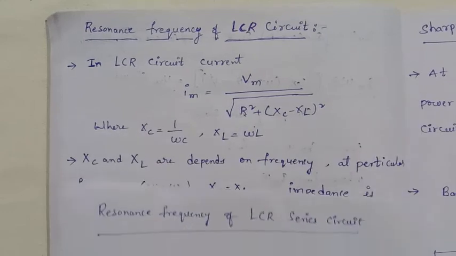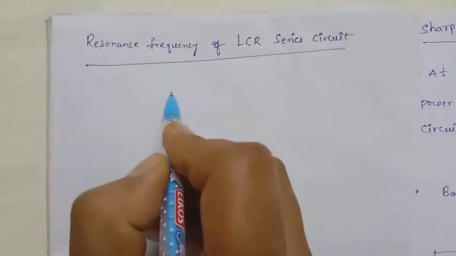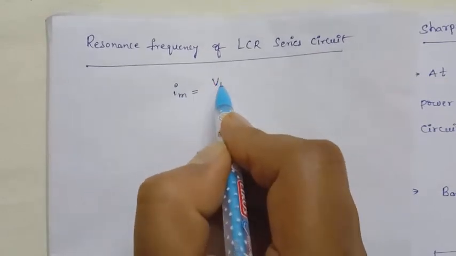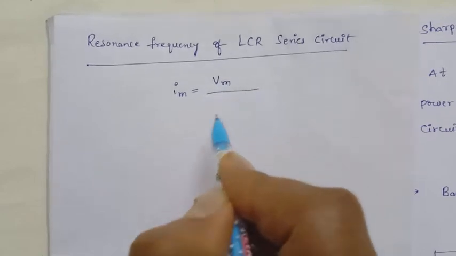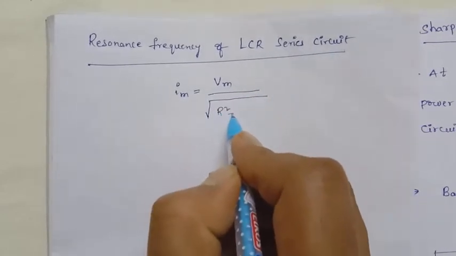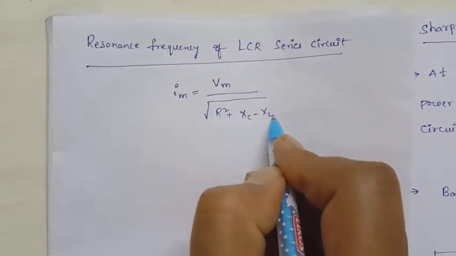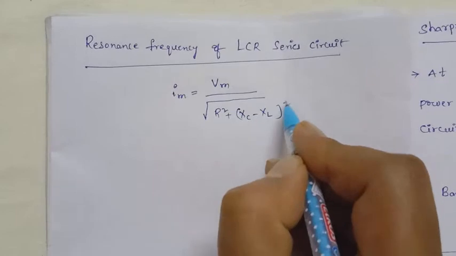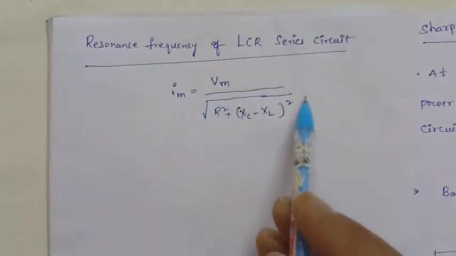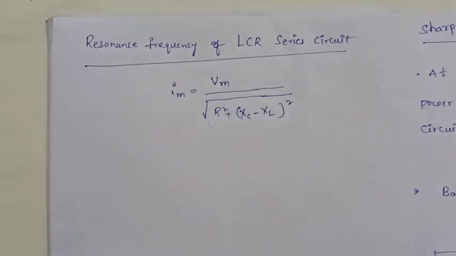So how to obtain that condition? Let us look at it. What is the current equal to? We obtained previously Im is equal to Vm upon the square root of R square plus (Xc minus XL) whole square. This term is nothing but Z, that is, the impedance.